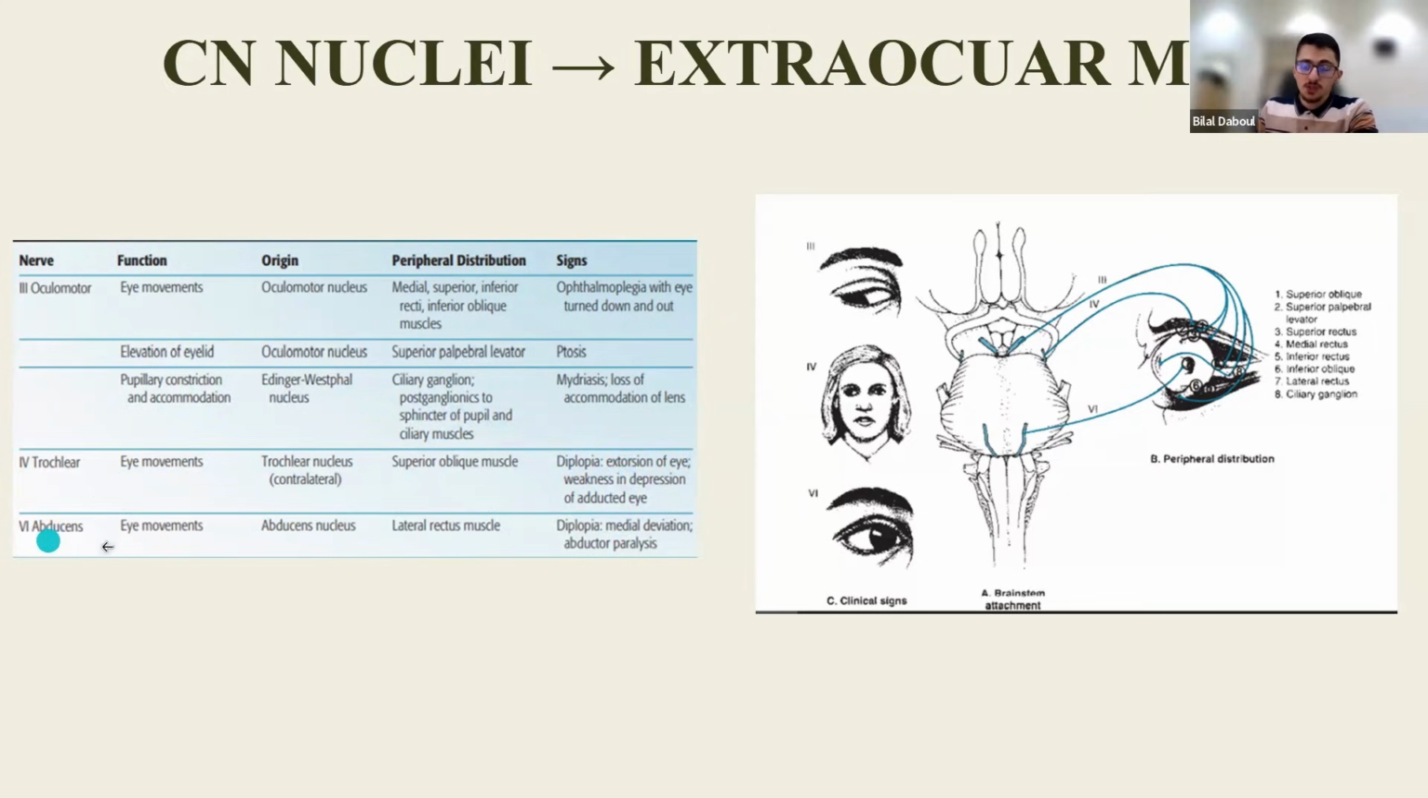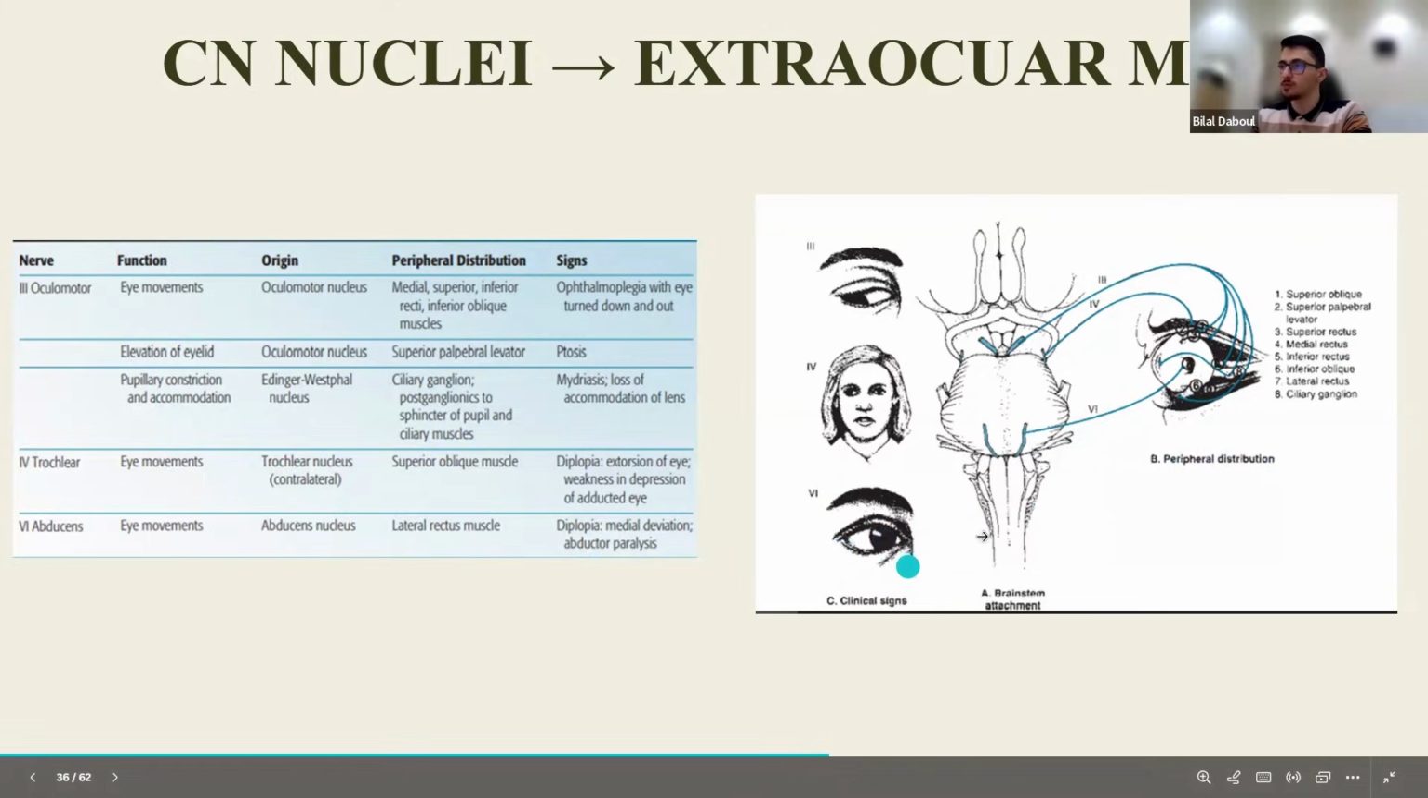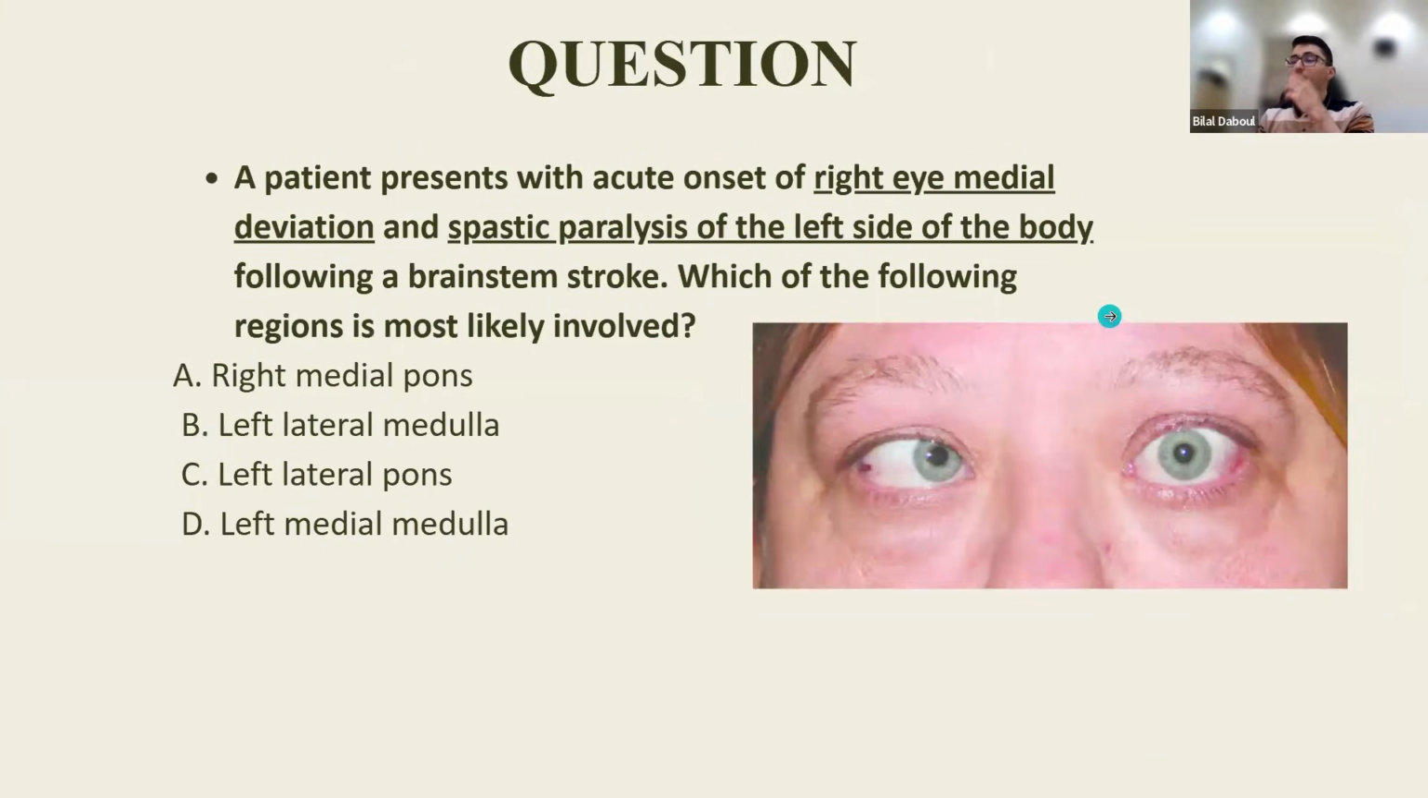For the abducent nerve palsy, it supplies the lateral rectus muscle. You would have unopposed action of the medial rectus muscle and medial strabismus, or medial deviation, secondary to paralysis of the abductor muscle, the lateral rectus. And this is the image showing you the idea. That's medial strabismus, or medial deviation. Okay, so that's the question.